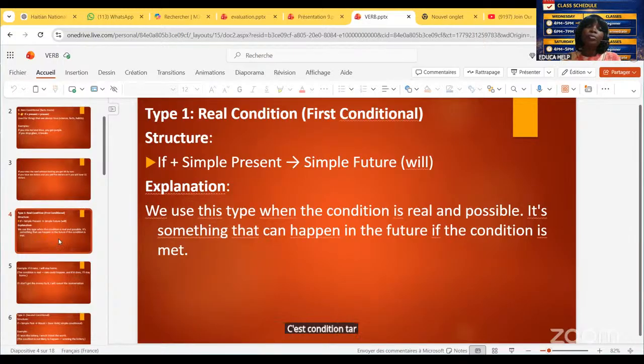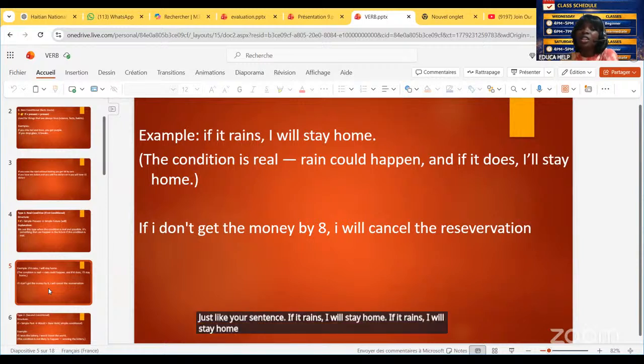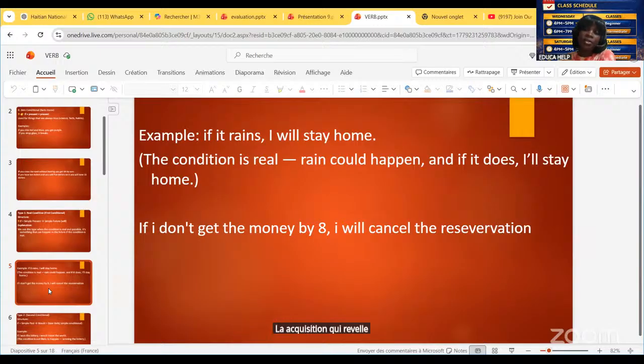For example, just like your sentence, if it rains, I will stay home. If it rains, I will stay home. The condition is real, rain could happen, and if it does, I will stay home. La condition qui réelle, qui pas un bagay fictif ni imaginaire, ok, nous kon sa ki la pli, et la pli kon tombe, et la exemple la di si li tombe, ma prete la kay mwen.